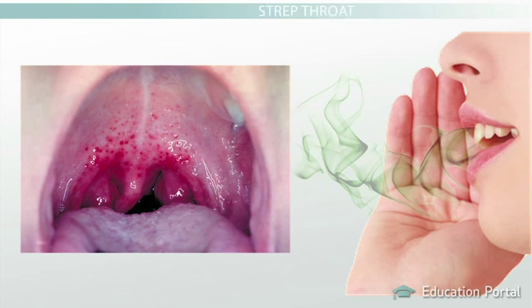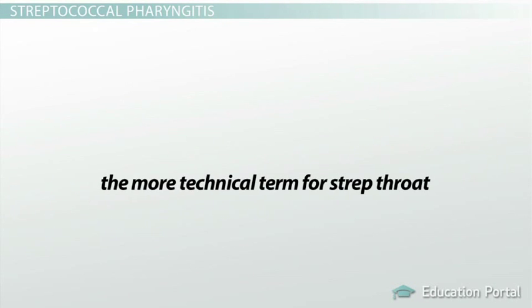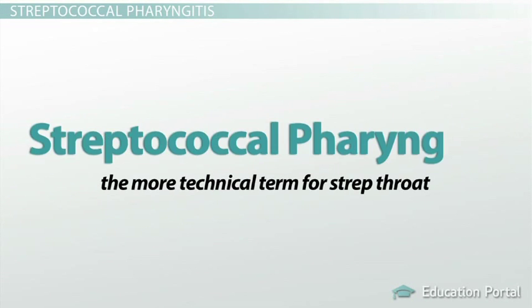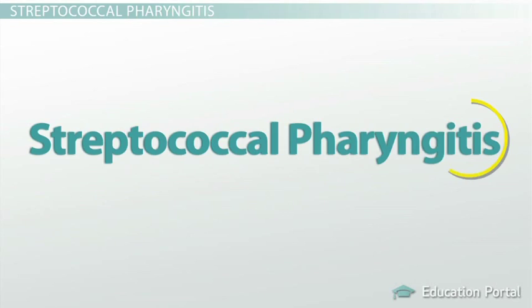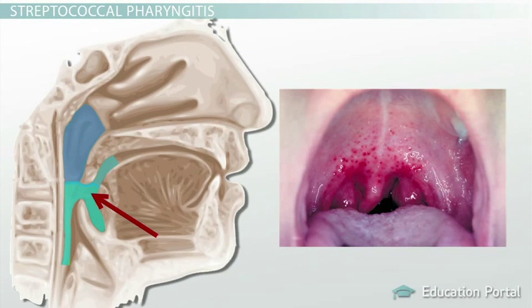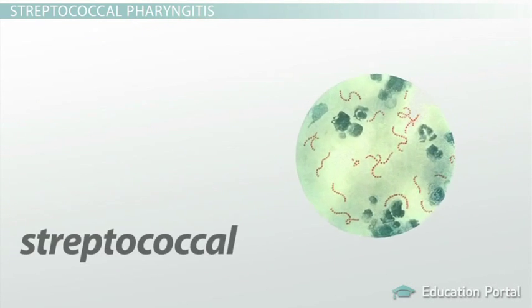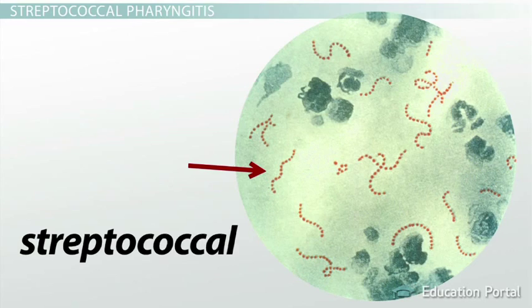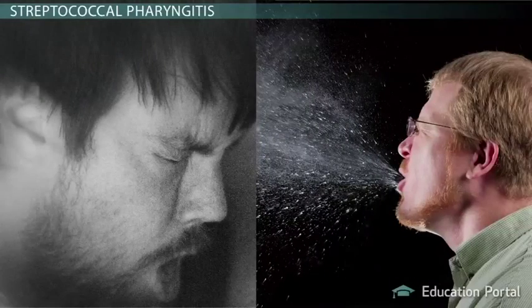The more technical term for strep throat is actually streptococcal pharyngitis. The pharyngitis in streptococcal pharyngitis refers to the inflammation, itis, of the pharynx. Basically, part of the pharynx is the back of the throat you see when you say ah in front of the mirror. In any case, the pharynx becomes inflamed because certain bacteria called streptococcal bacteria are spread about in airborne droplets during a cough or sneeze.